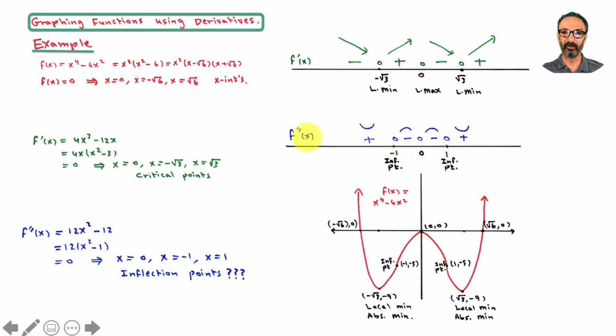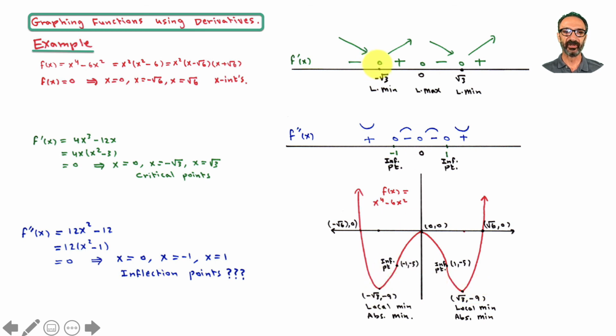Here, f double prime tells me concave up to the left of -1. Here's -1. Concave up to the left of -1. From -1 to 0, it's concave down. Also from 0 to 1, it's concave down. Then after 1, it's concave up. So we do have an inflection point here. We do have an inflection point here because concavity changes from up to down, and here from down to up.